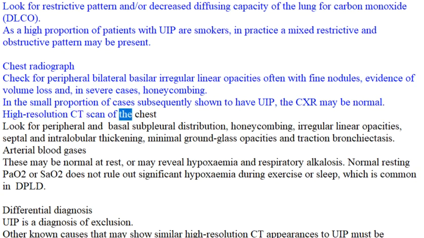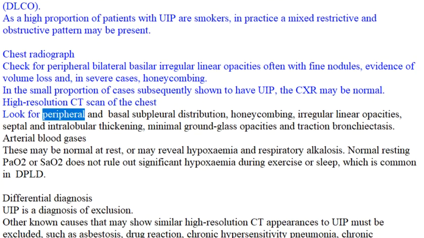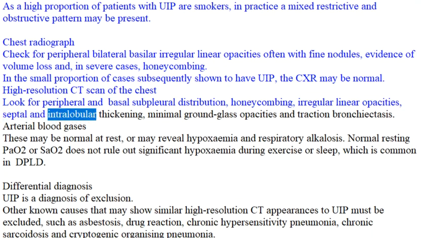High-resolution CT scan of the chest. Look for peripheral and basal subpleural distribution, honeycombing, irregular linear opacities, septal and intralobular thickening, minimal ground glass opacities and traction bronchiectasis.